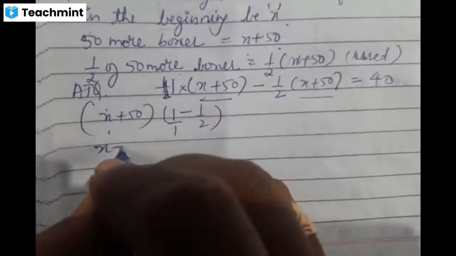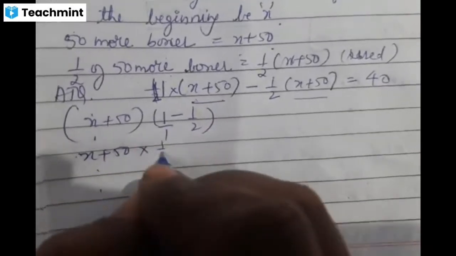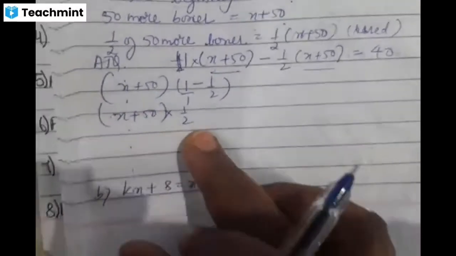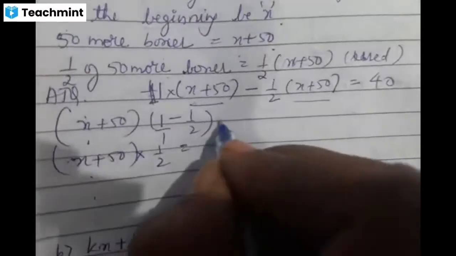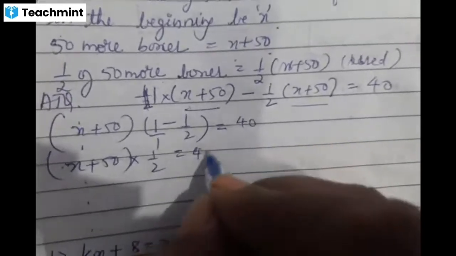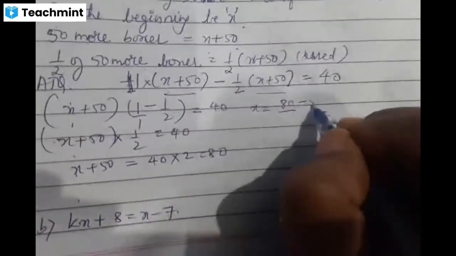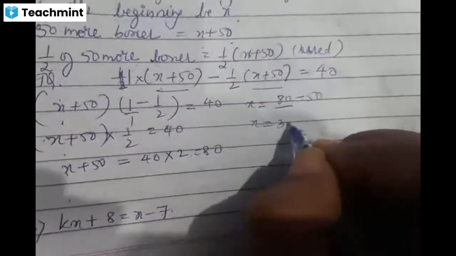Now I'm going to subtract these two. I get x plus 50 into 1 by 2. If you solve these two rational numbers, you will get x plus 50 into 1 by 2, which is equal to 40. Now x plus 50 into 1 by 2, I'll send it to the other side. It will become into 2, which is 80. Therefore, x plus 50 is 80, and if I send 50 over, it will become minus 50. x is equal to 30.